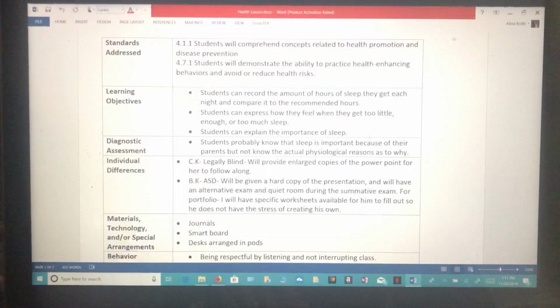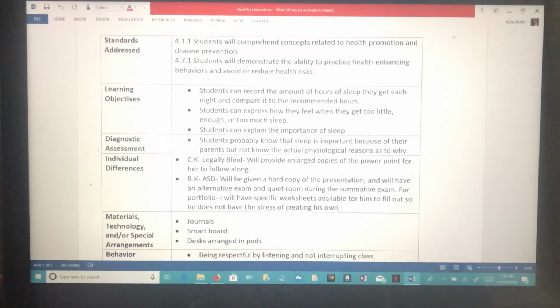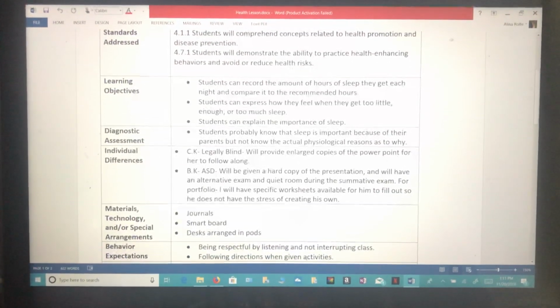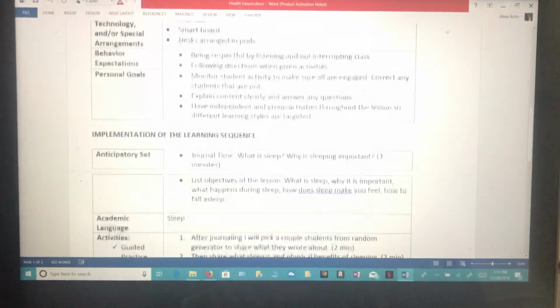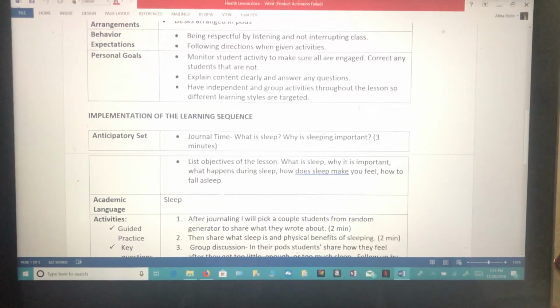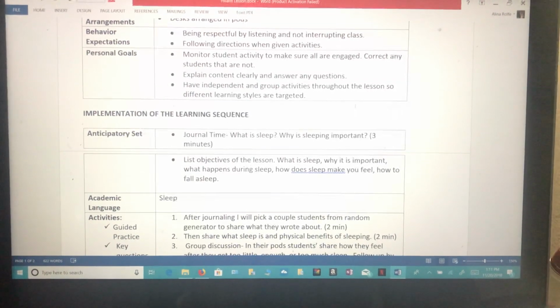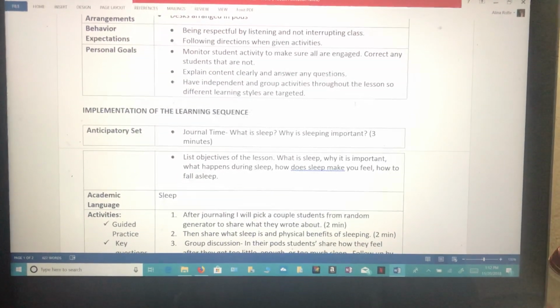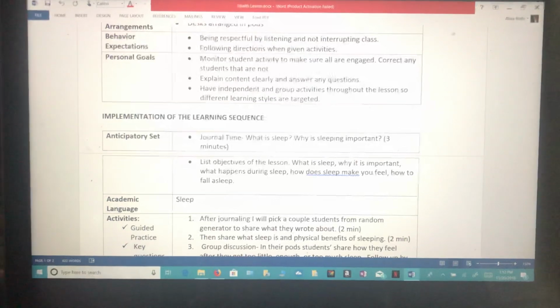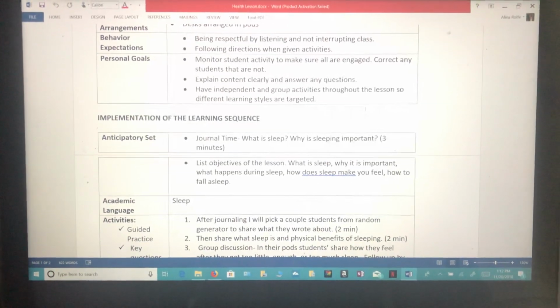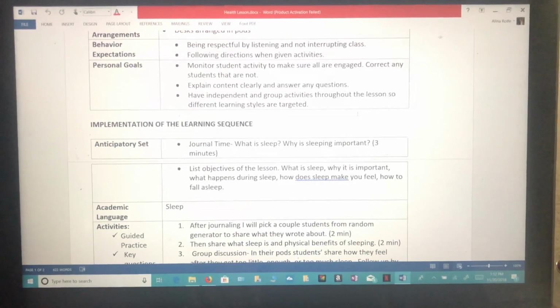Materials for the lesson are journals, notebook journals, a smartboard, and desks arranged in pods. So my behavior expectations are that students will be respectful and listen by not interrupting class or me, and following directions when given and split up into different activities.